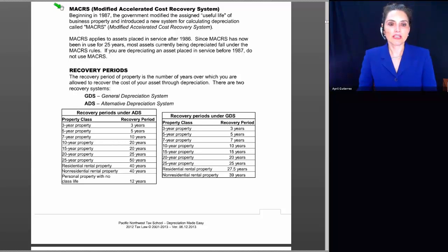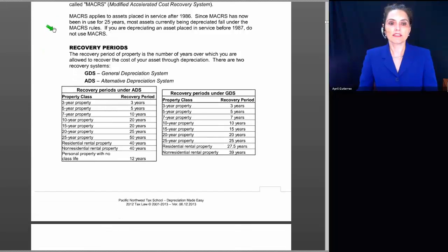With MACRS, the government modified the assigned useful life of business property and introduced a new system for calculating depreciation. MACRS applies to assets placed in service after 1986, and since MACRS has now been in use for 25 years, most assets currently being depreciated fall under the MACRS rules. If you are depreciating an asset placed in service before 1987, you don't use MACRS. It's likely going to fall under ACRS or non-recovery property rules in play before that.